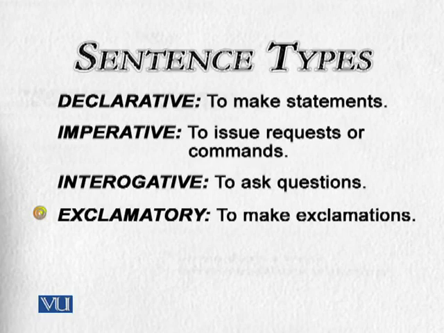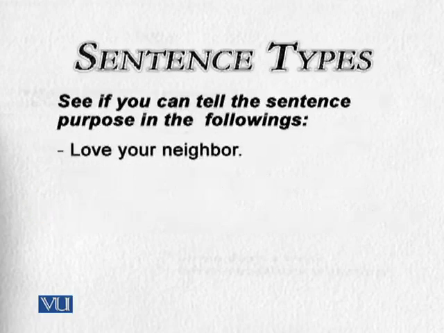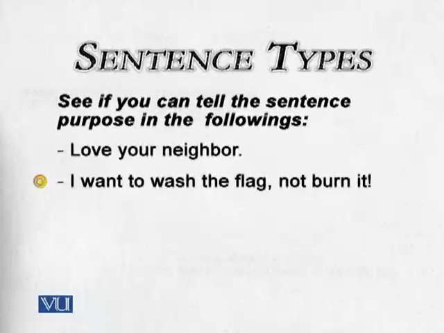Let's take a look at some examples of these. The first one is, love your neighbor. Now, this sentence is neither a statement nor a question. It's an imperative sentence, a kind of instruction you are giving somebody, advice you're giving somebody: love your neighbor. If you see the second one, I want to wash the flag, not burn it. Now here, you feel that it's not a declarative or a statement, but rather more of your feeling, some expression coming straight out of you, that I want to wash the flag, not burn it.